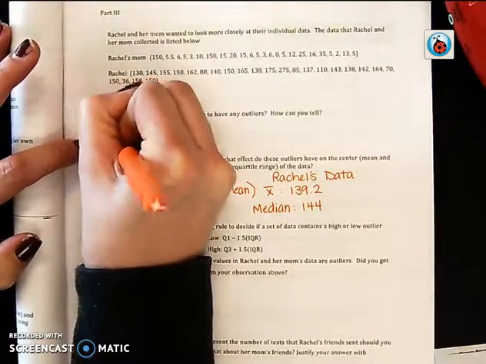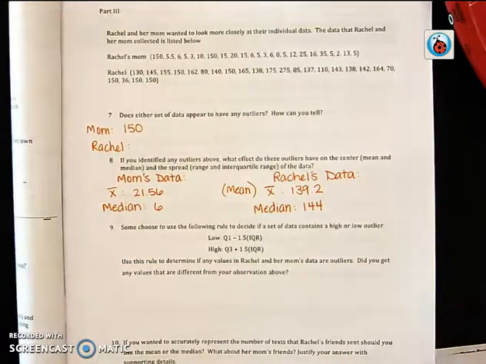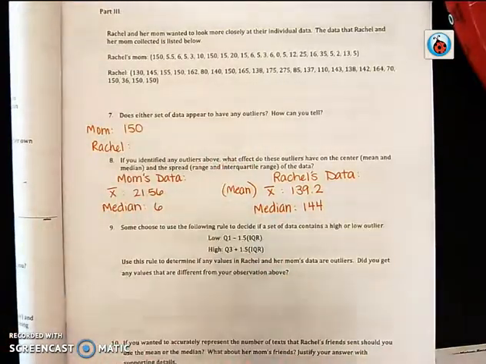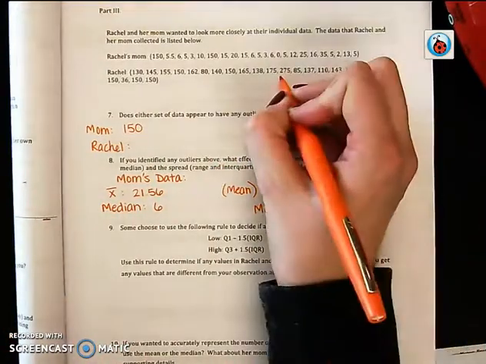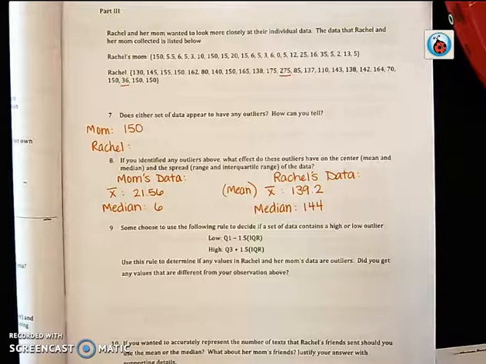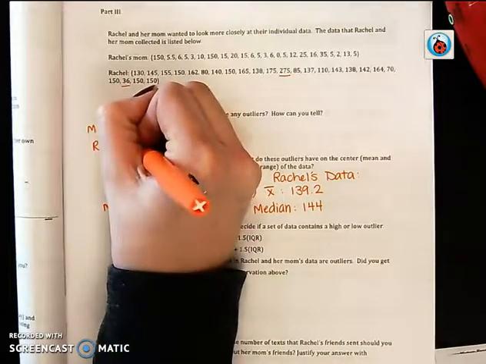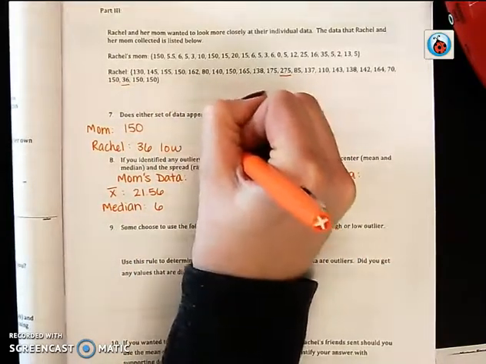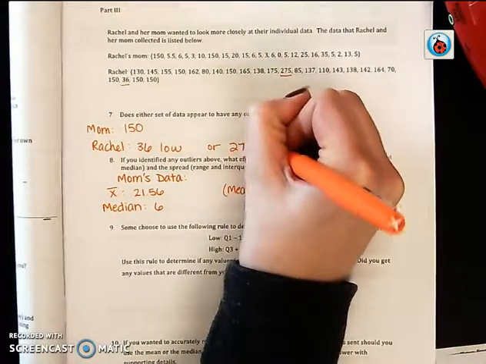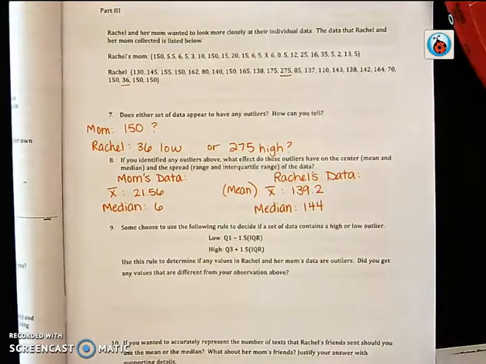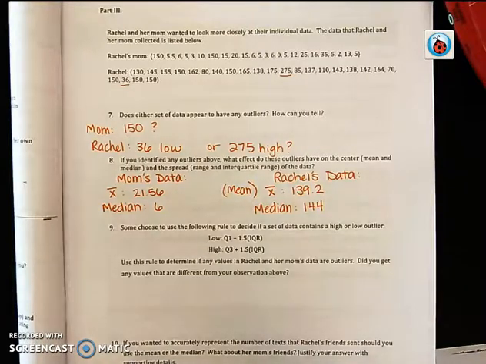But within Rachel's set, her numbers all fall within the 100s. I don't see anything that's too low, maybe a 36 on the lower side. But then she does have that 275 as well that we can test and see if that ended up being an outlier. So I'm going to write maybe 36 as a low, or 275 as a high. And we're not sure about these outliers until we get to number 9 and we actually calculate them. Just looks like these numbers don't fit very well within the rest of the data that they've collected.